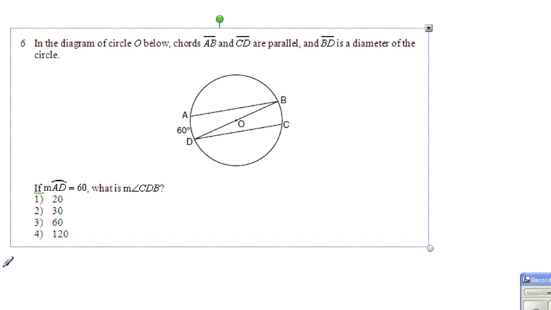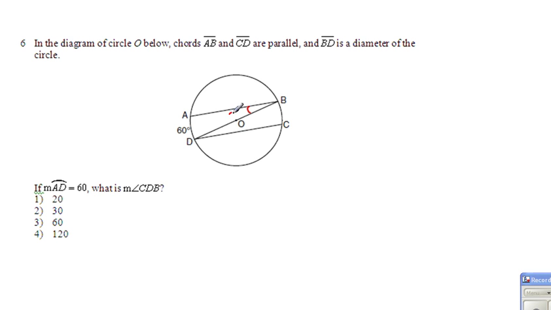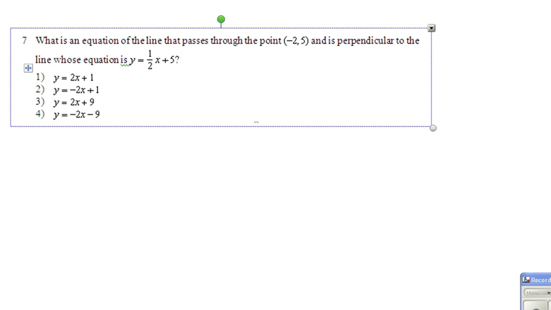Alright. Number 6. Here we have AD is 60. That means this portion right here becomes 30. But since these are parallel, this angle CDB will also be the same as 30. Choice 2 becomes our answer.